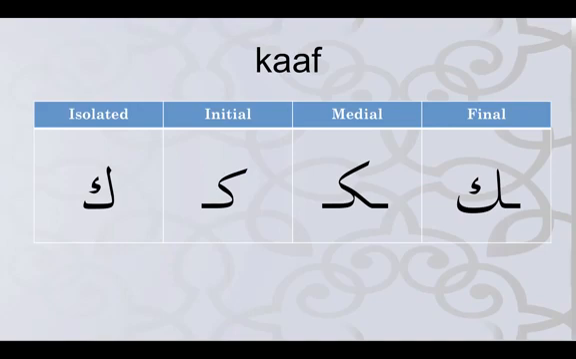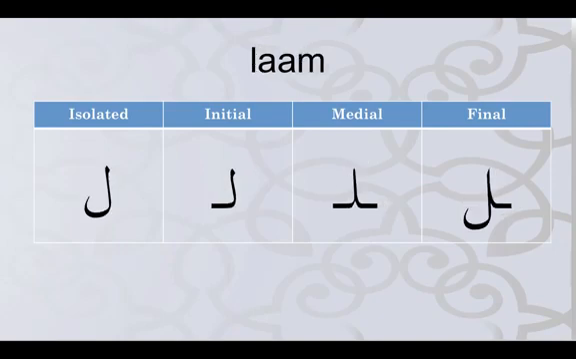The letter is kaf. And these are the four forms that it takes: isolated, initial, medial, final. Its isolated form is on the left-hand side. You've already learned it. Its initial form is written as you see. Its medial is written as you see. And its final form is very similar to its isolated form, except you connect it with the previous letter, like that.